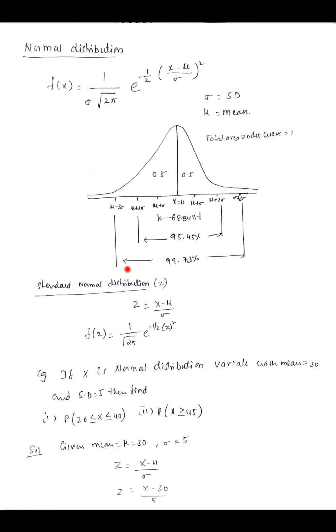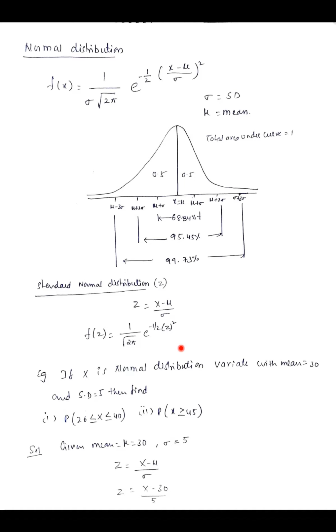Here we also have the standard normal distribution, which will be represented as z. z equals (x minus mu)/sigma. If you substitute this z value in the equation, you will get f(z) = 1/root 2 pi times e to the power of minus 1/2 z squared. We'll see one example here.